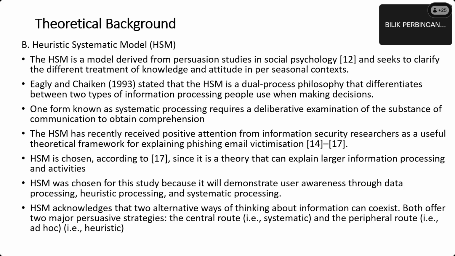And the second one we call heuristic processing. Heuristic processing means you just go through whatever you get and then you make a decision based on what you see at a glance. HSM acknowledged that two alternative ways of thinking about information can coexist. Both offer two major persuasive strategies. First, we have the central road, which is systematic, and the peripheral road, which we call heuristic or ad hoc.